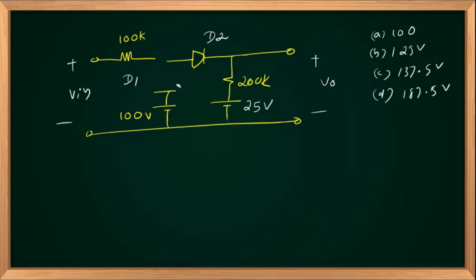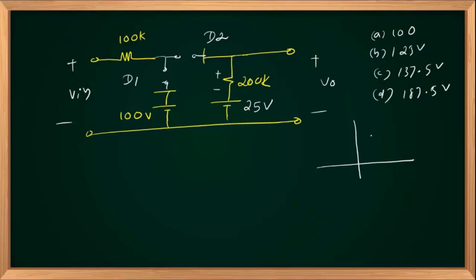Right, let us open both diodes, D1 and D2. Both are open. The moment both are open, this is also open circuit. There is no drop across the 200 kilo ohm resistance, so Vout will be at 25 volts, irrespective of my V in. Right, output is at 25 volts.